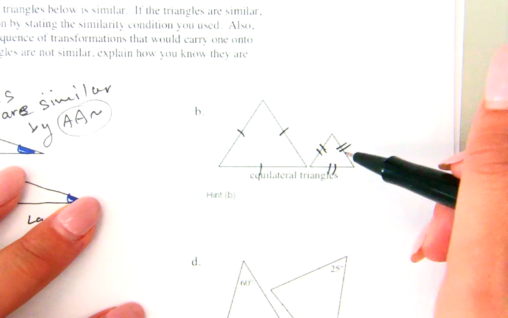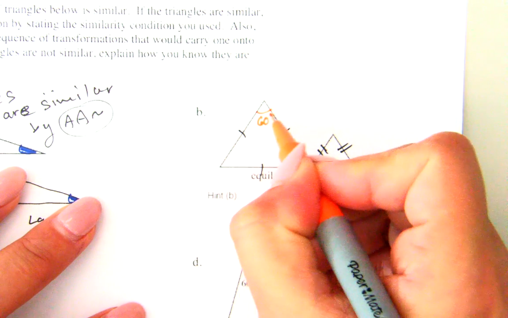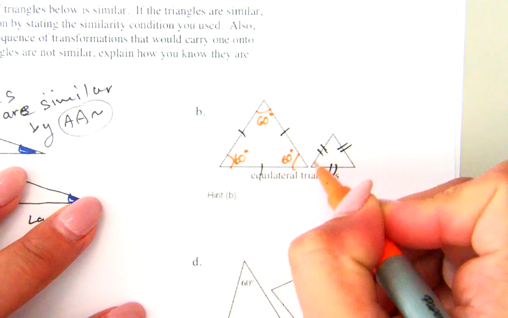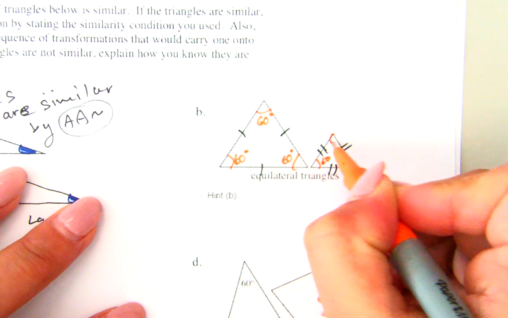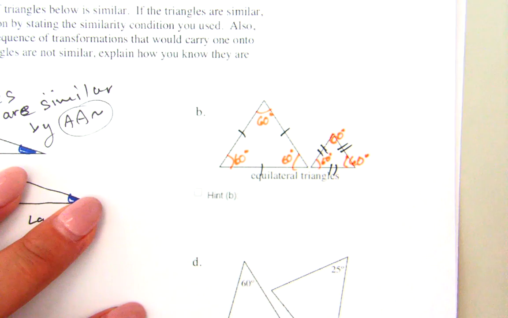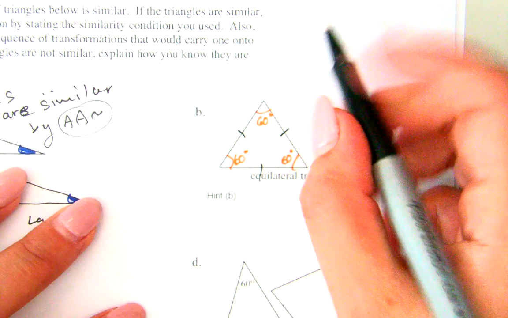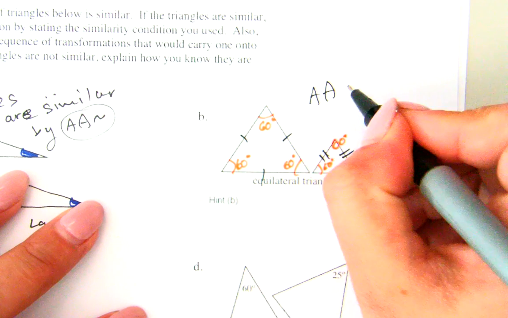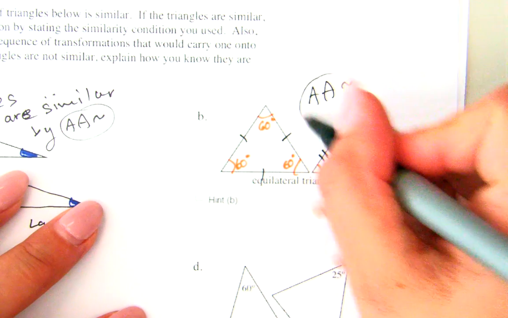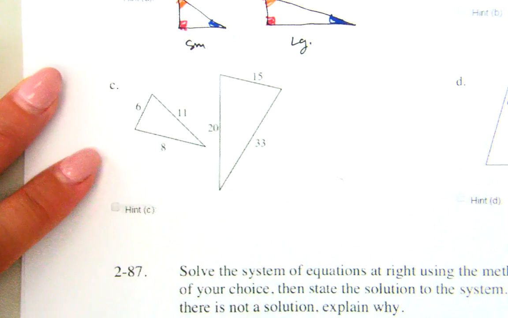Now, the other thing to remember about equilateral triangles is that all the angles have to be 60 degrees. In any equilateral triangle, all three angles have to be 60 degrees. So we do have a similarity condition, and the reason is angle-angle similarity, because all the angles are 60 degrees. Okay.